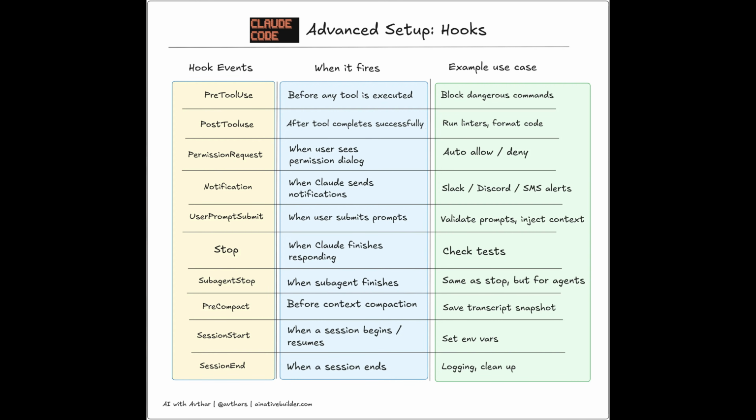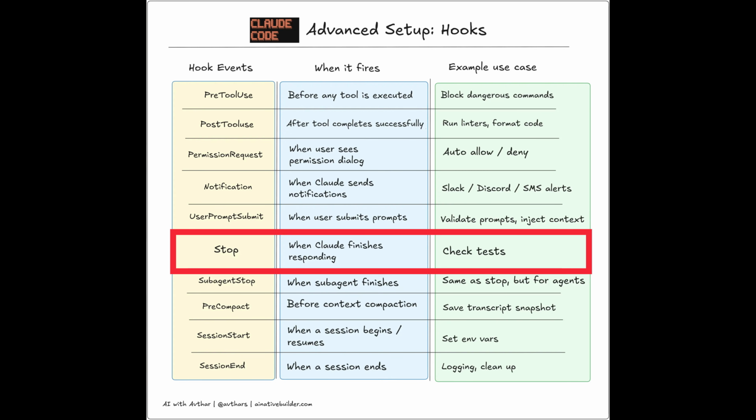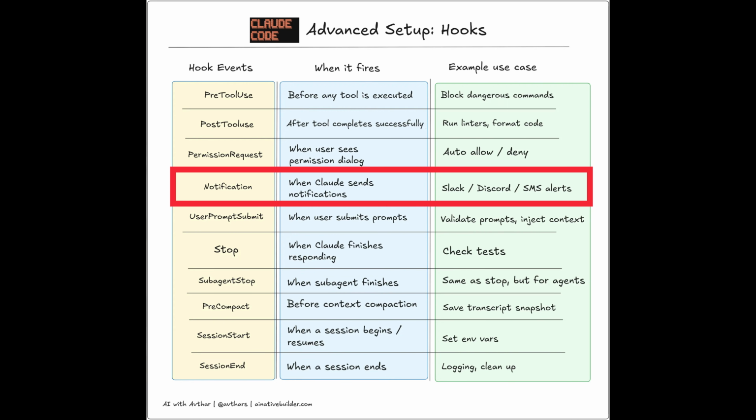Bonus step number 2 is to set up hooks for advanced automation. Hooks let you insert determinism into your Claude Code workflow. They're basically scripts that can run automatically at certain points in the Claude Code lifecycle, like before a tool call or after Claude finishes a task. For example, I use a stop hook that checks if tests pass when Claude finishes, and if they don't, the hook tells Claude to keep going and to fix them. Another example of a hook that I use is a notification hook that pings me on Slack when Claude needs permission to do something, so I don't have to be at my terminal all the time.